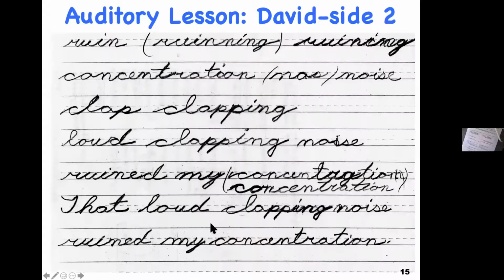And then we practiced ruin, and then he was supposed to write ruining, and first he mistook it for a 1-1-1 word, but he recognized his mistake and corrected it. And concentration, noise, clap and clapping, then a phrase, loud clapping noise, ruined my concentration, and then the sentence that you saw at the beginning.